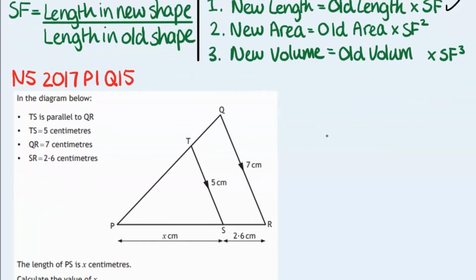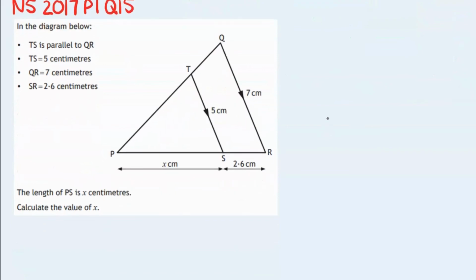And finally, we have this exam question here. So let's have a look at what we have. In this diagram, this line TS is parallel to this line QR. Now TS is 5 centimetres and QR is 7 centimetres. We're also told that SR is 2.6 centimetres, and that P to S is X centimetres. So what we have to do is find the value of X.